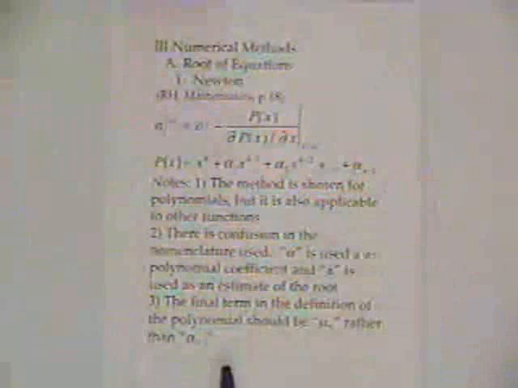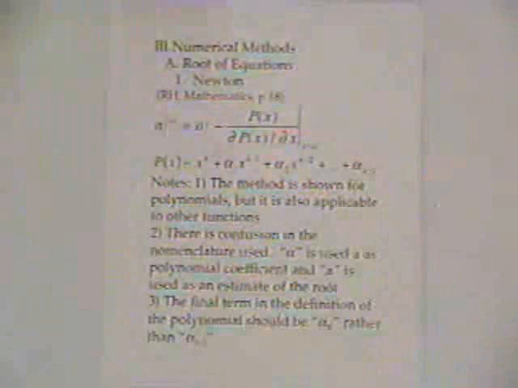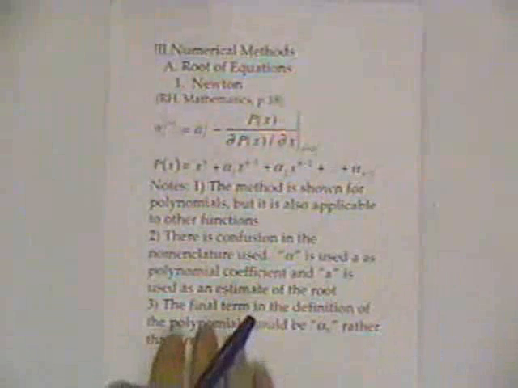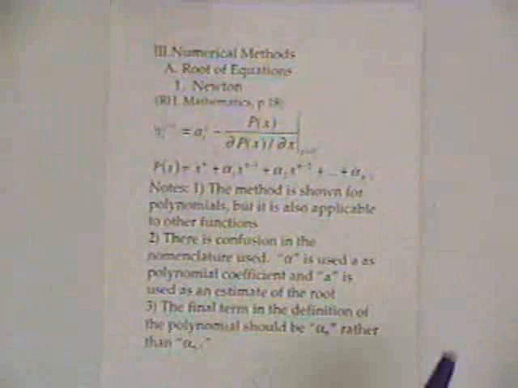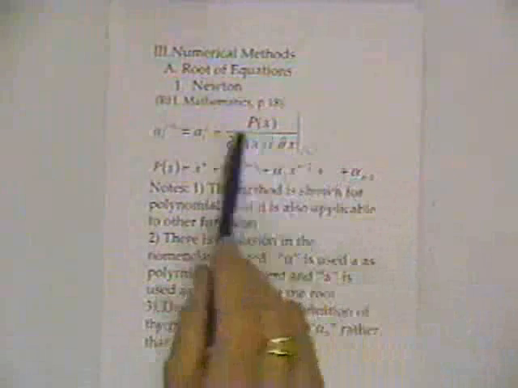Also, the last term is represented by alpha n minus 1, but it really should be alpha n. That's really not a big concern, but if you get involved in it, you may want to know that.